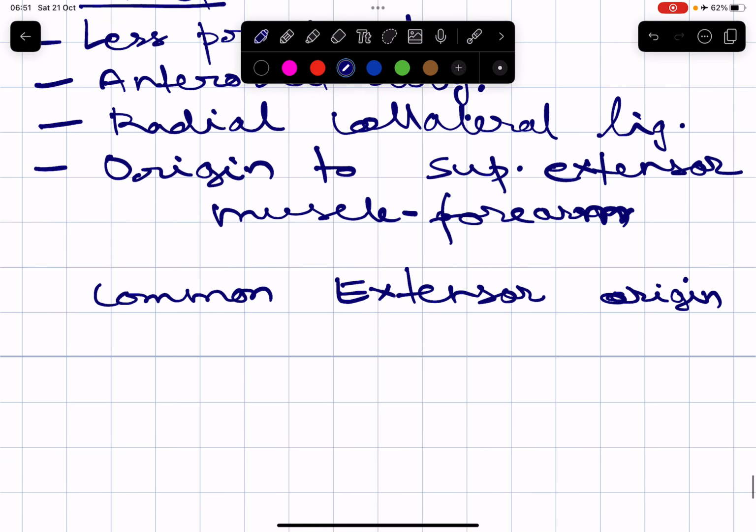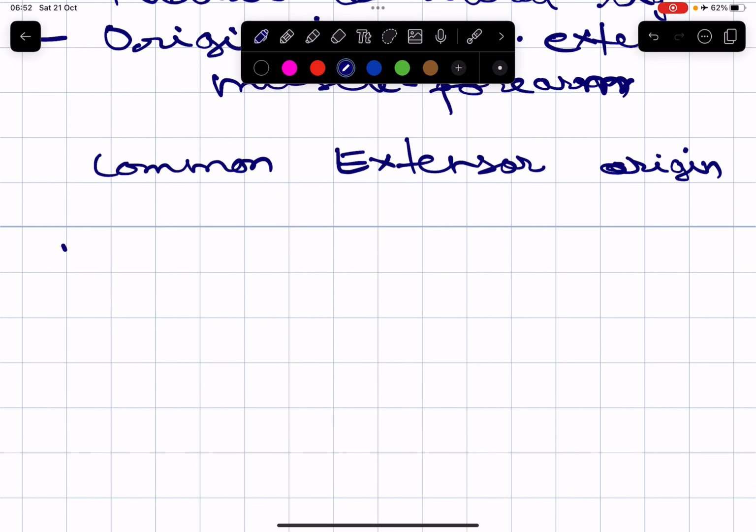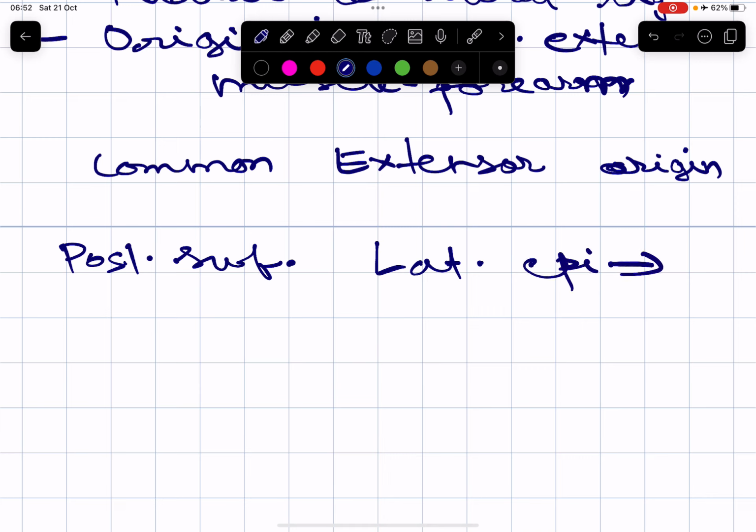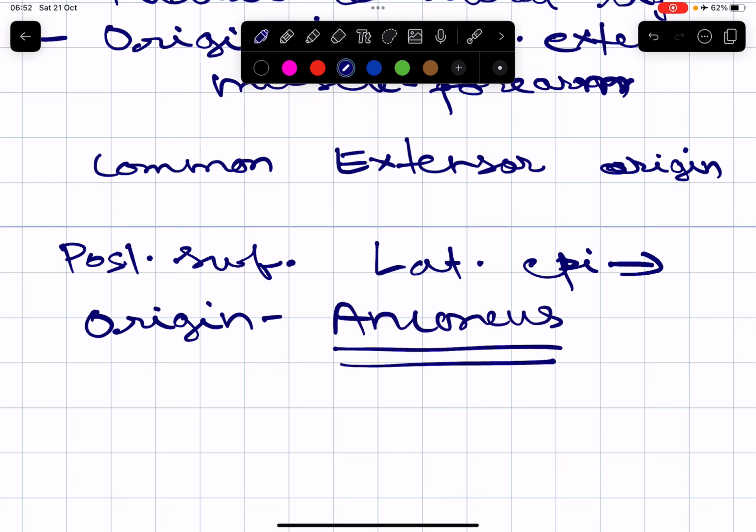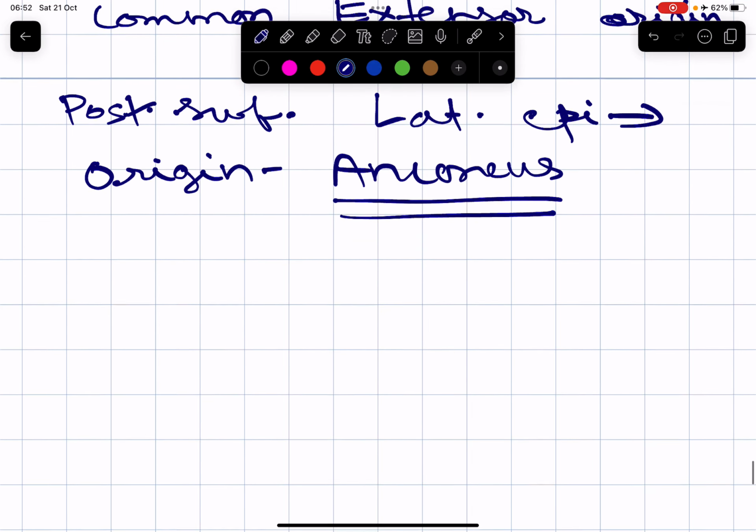Alright. Also, the posterior surface of the lateral epicondyle gives origin to a muscle known as anconeus. So the posterior surface of lateral epicondyle provides origin to the muscle called anconeus, whereas the posterior surface of the medial epicondyle has a groove for the ulnar nerve. So always compare and then study. That makes the job easy.